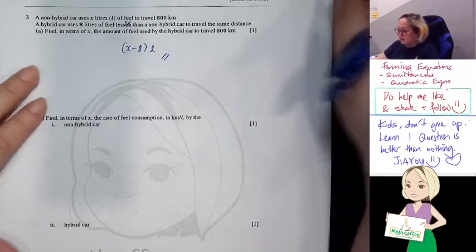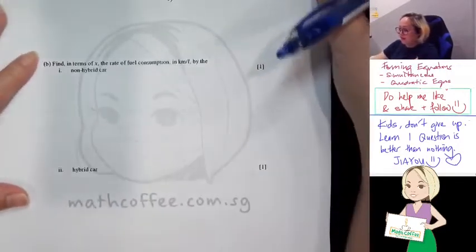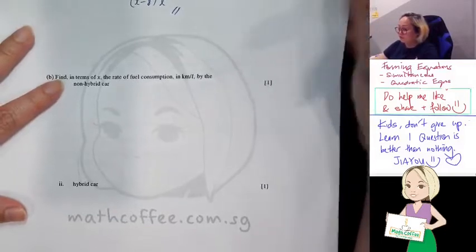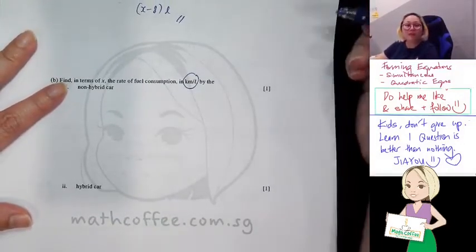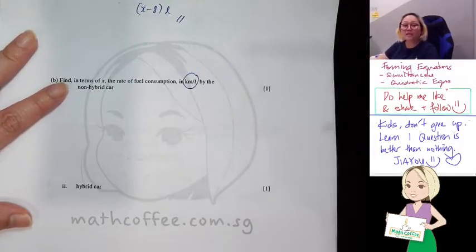Next, they say find, in terms of x, the rate of fuel consumption. And this is very kind, they give you km per liter. In other words, you know that you're going to use distance divided by the liters.